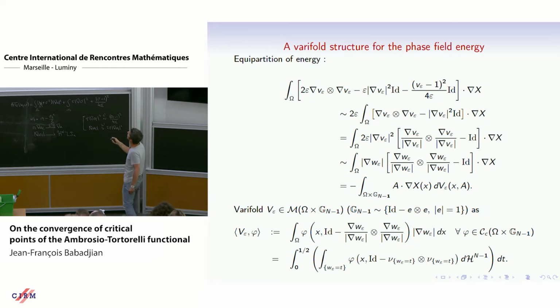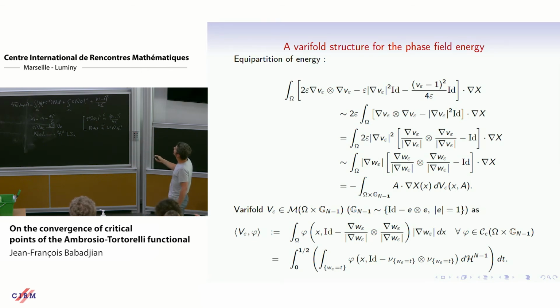Okay? So this term, the grad V epsilon squared, comes with a factor 2, which I put in factor here. It also factorizes the first term with the tensorial product. So here I used this part of the equipartition of the energy.